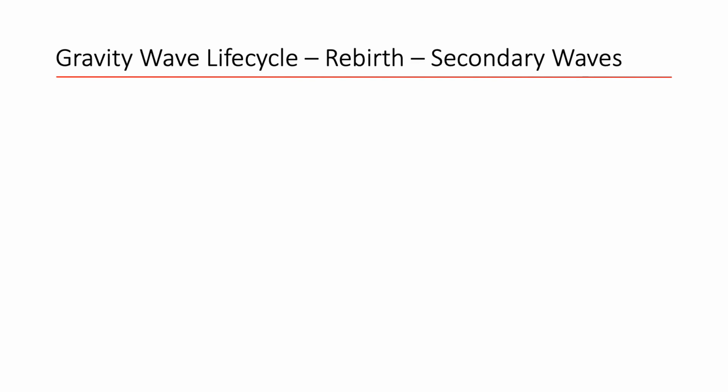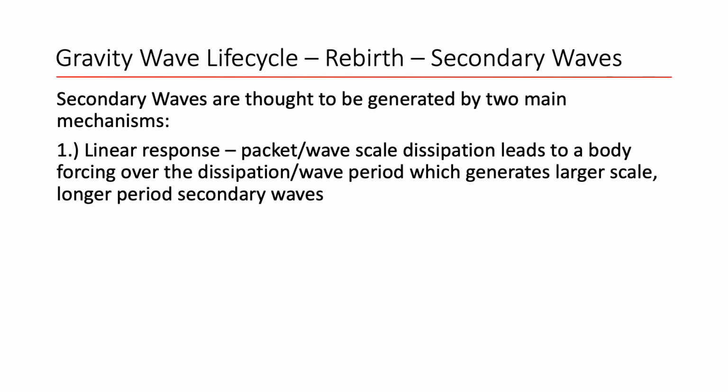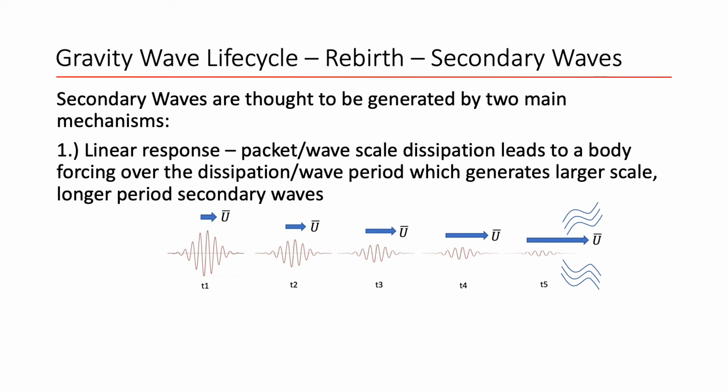So secondary waves can be created by two main mechanisms. The first is the linear response, and this occurs from a packet scale dissipation, which leads to a body forcing over the packet scale and dissipation period and generates larger, longer period secondary waves. So you can see this wave packet evolving from left to right.